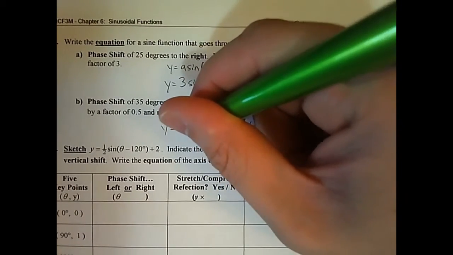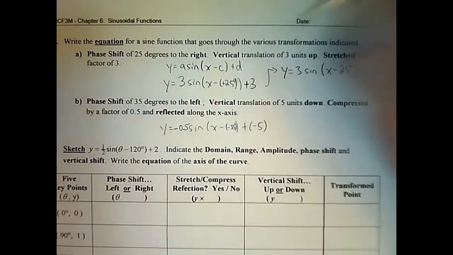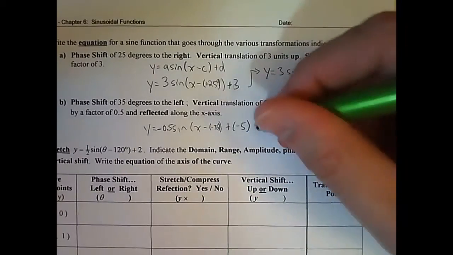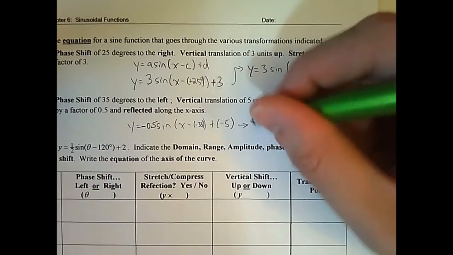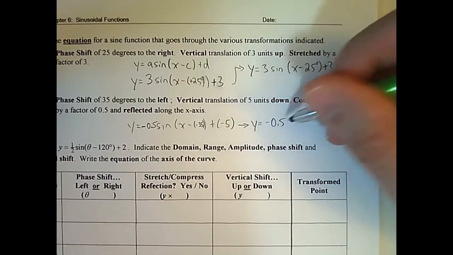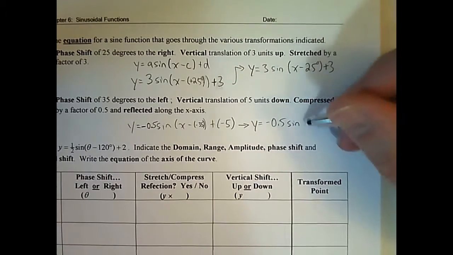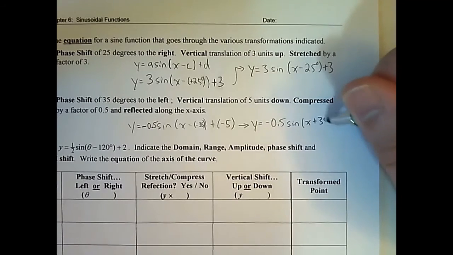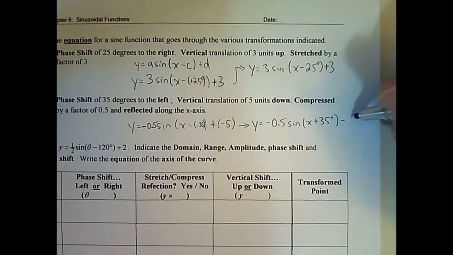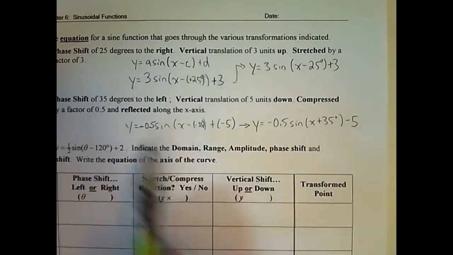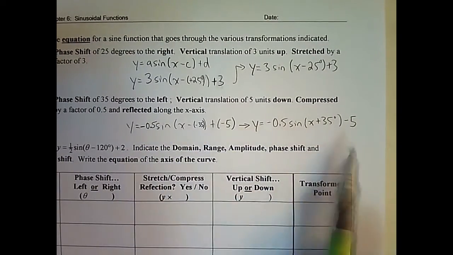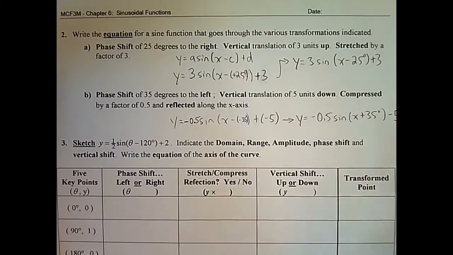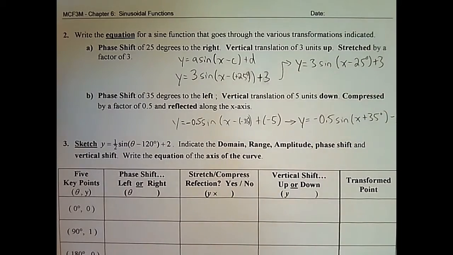I can just put 0.5 here, since they gave us a decimal in the question, we can leave it as a decimal. And then when I simplify my signs here, I'm going to get y is equal to negative 0.5 sine x plus 35 degrees minus 5. So you don't have to write this equation. I just did it to hopefully show you how our signs are changing, but you can go straight to this solution. So that's how you make an equation based on these descriptions.